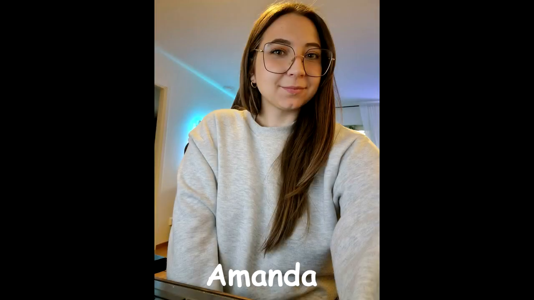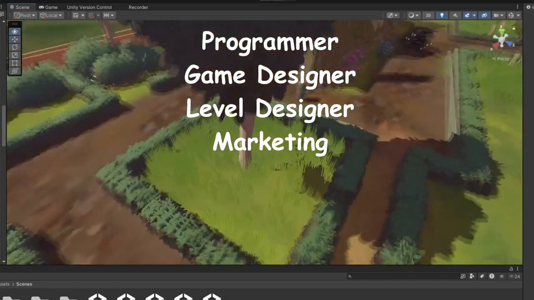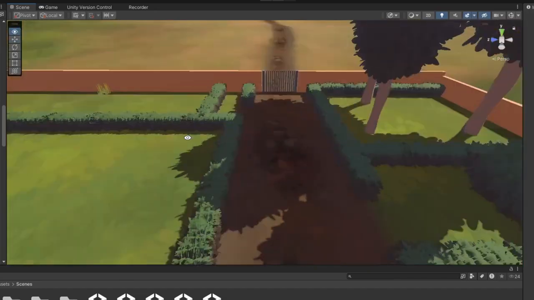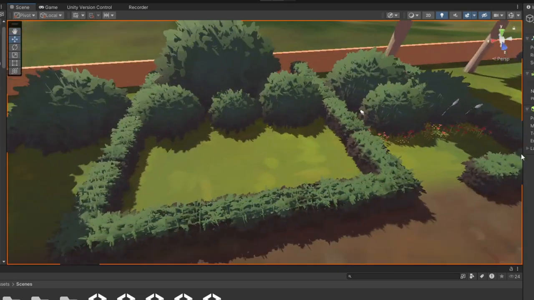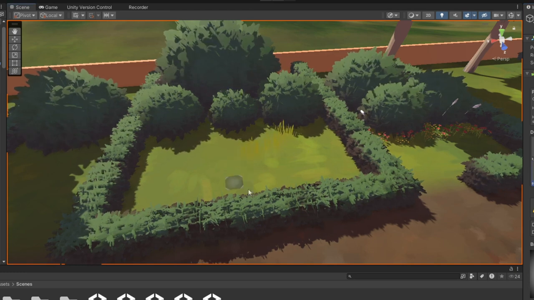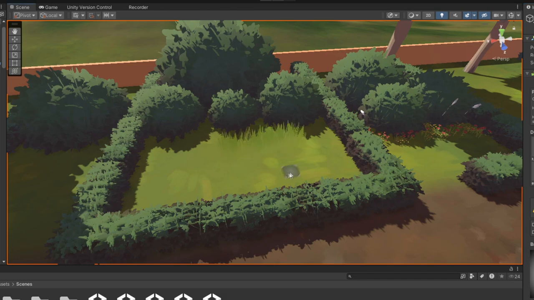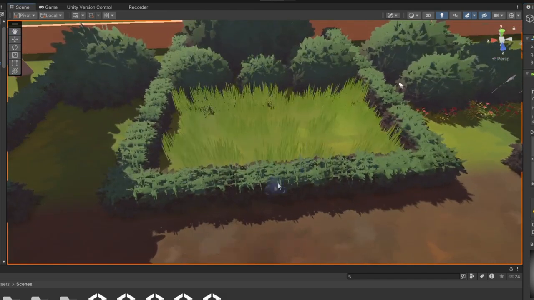Then we have Amanda. She's a programmer, game designer, level designer, and she also does a lot of our marketing. We had the pleasure of working with Amanda since the start of Haunting Memories, and lately she's been getting a lot more into marketing as well, and she is doing an absolutely fantastic job at marketing, which is super fun to see. But you should never join her in a Discord call on a Friday night, because her love for bibs make her into an actual menace.